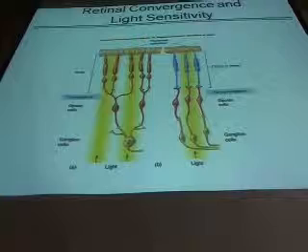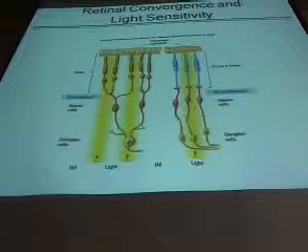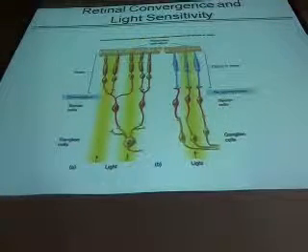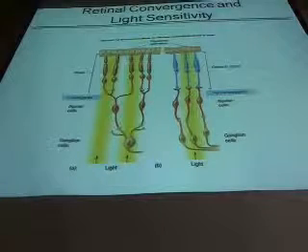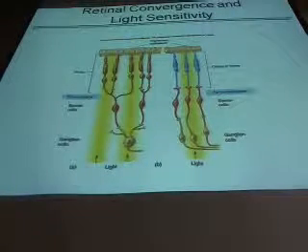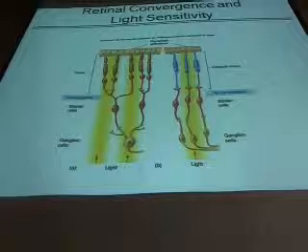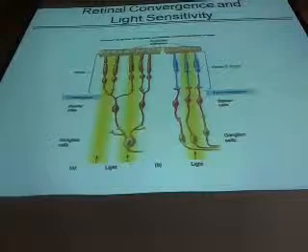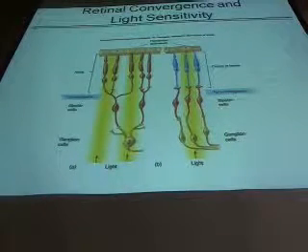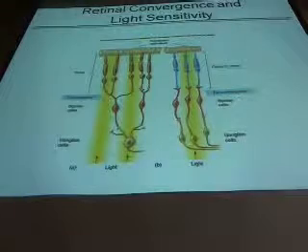So better acuity with cones. The acuity, the clearness of vision comes from the cones. The light sensitivity comes from the rods. You need the rods to see at night, and that's why you don't see color at night. You see black and white. That's your rods.